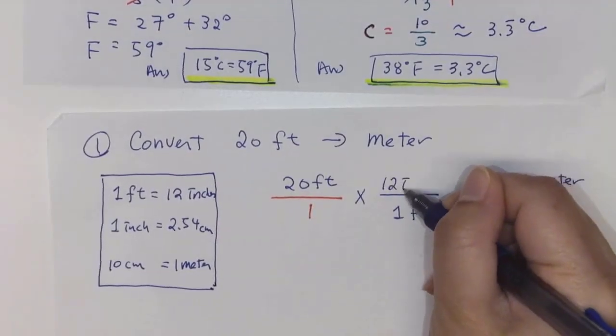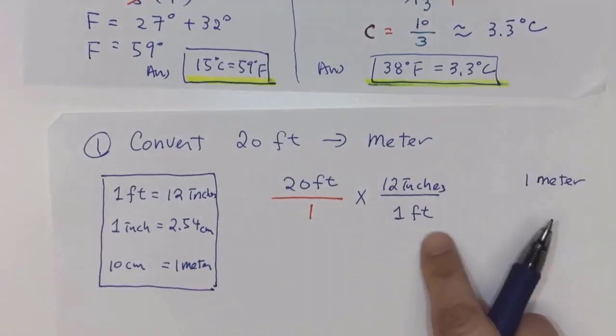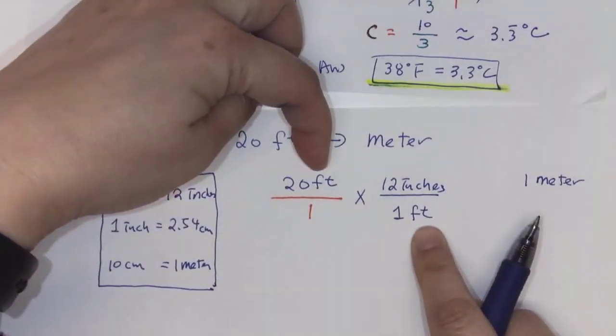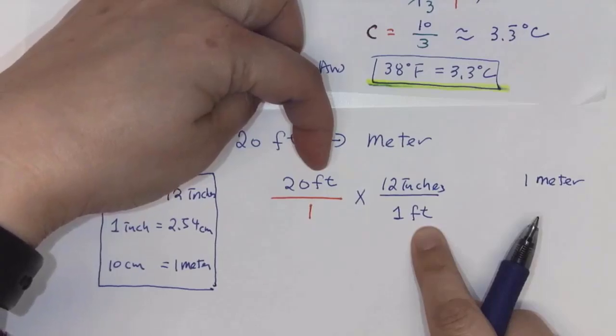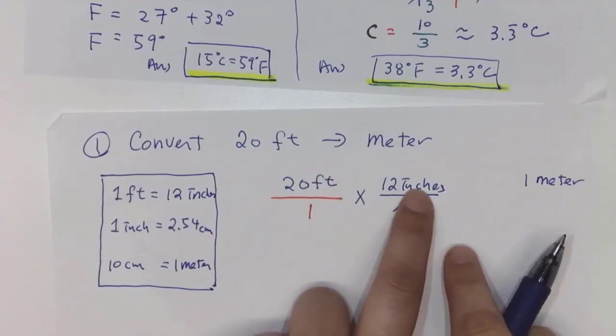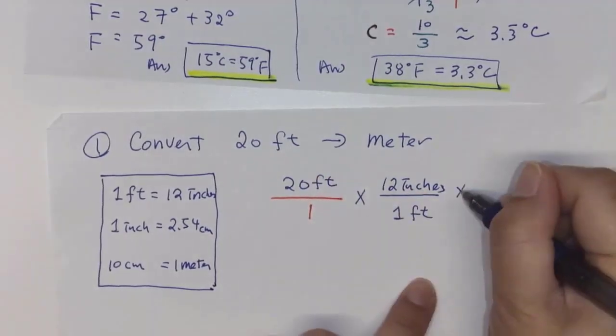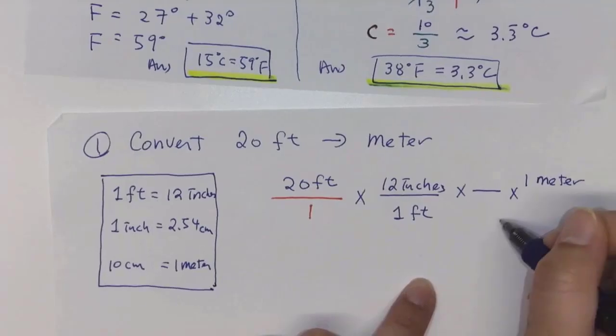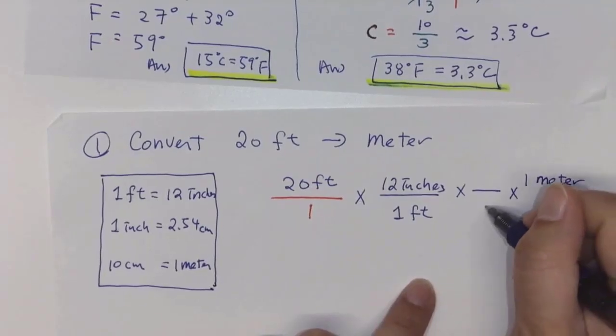12 inches. I put it like that because I want to cancel it, top and bottom. Are we okay? And then for the feet, I need to get rid of feet, right? Which I did. And then I need to get rid of inches. And I know I need to put the inches where? Top or bottom? Bottom for inches.